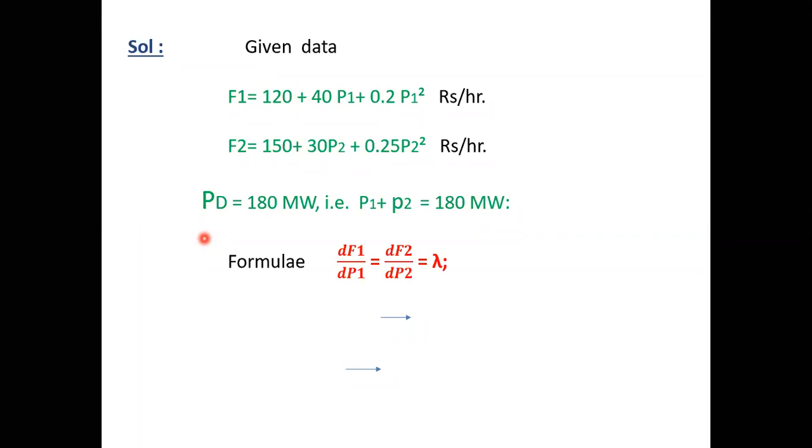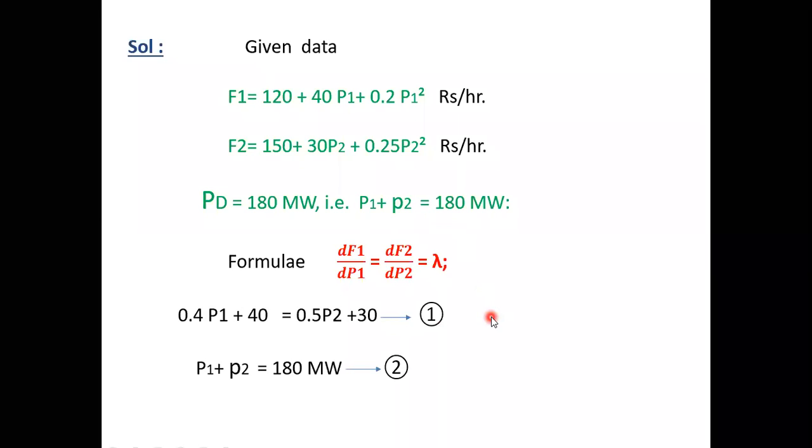That formula is the same, that is dF1 by dP1 equals dF2 by dP2 equals lambda. Then find out dF1 by dP1. Similarly, find out dF2 by dP2. Equate these two, then you will get one equation. And one more equation is P1 plus P2 equals 180 megawatts. So we have two equations and two unknowns. Find out P1 and P2. Tell me the answer. Do it fast.